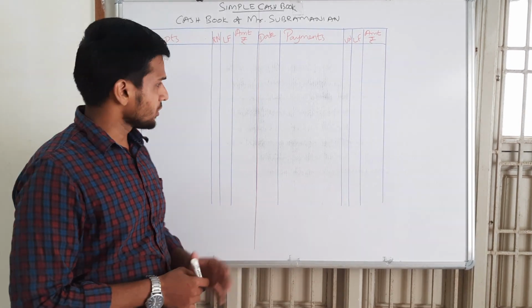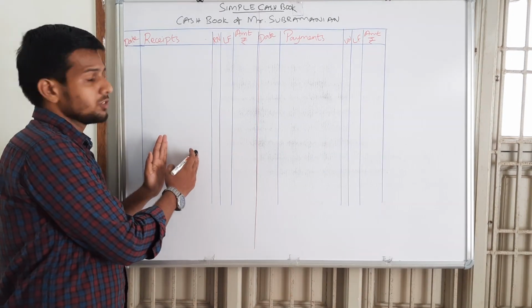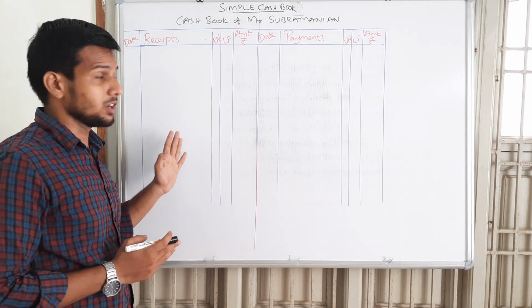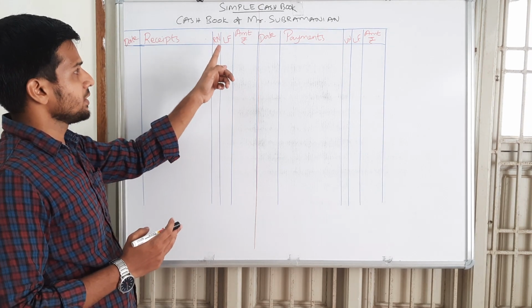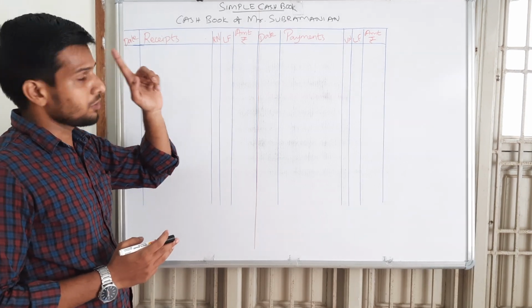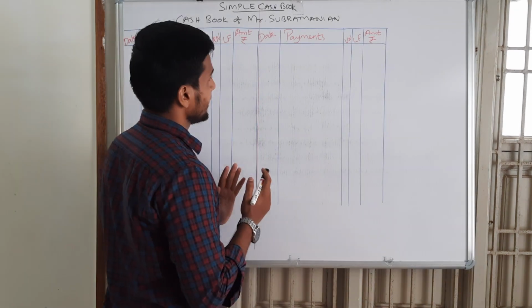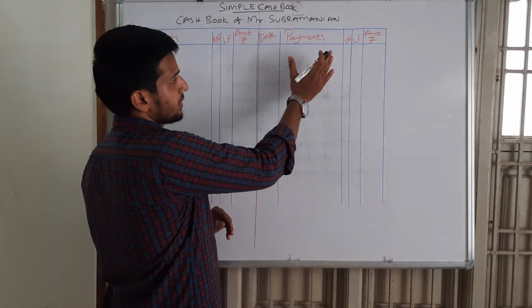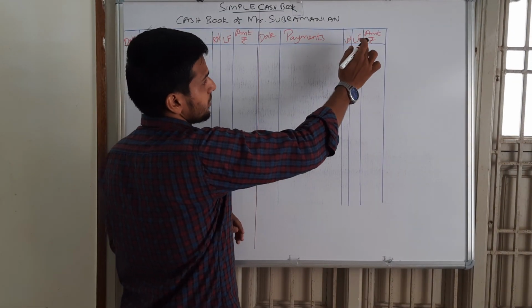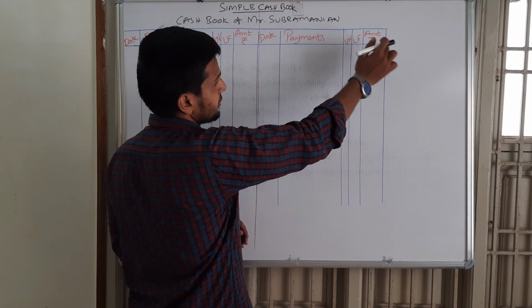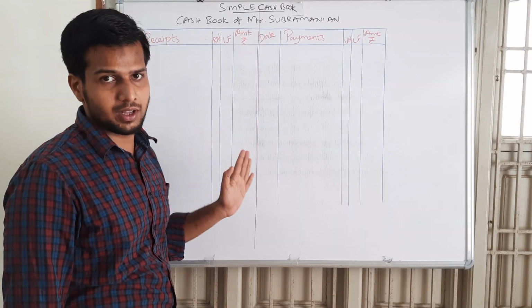Here we go through the question. So this is the format: the date column, and the second column is known as the receipt column, otherwise we can write particulars, and this is the receipt number. RN refers to receipt number, then LF refers to ledger folio, then the amount column. We have the date column on the credit side, and the payments, otherwise we can write particulars, and the next one is the voucher number, then the ledger folio, and the next column is the amount column on the credit side. So this is the format for the preparation of the simple cash book.